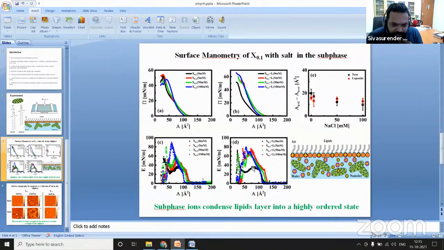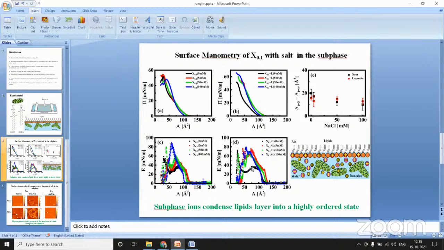But for your black curve, the collapse transition is at much lower areas, right? Much higher compression. So the peak that you are pointing out right now is not the collapse transition, isn't it? This is actually collapse, sir.